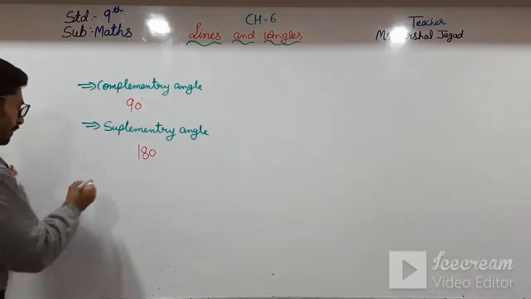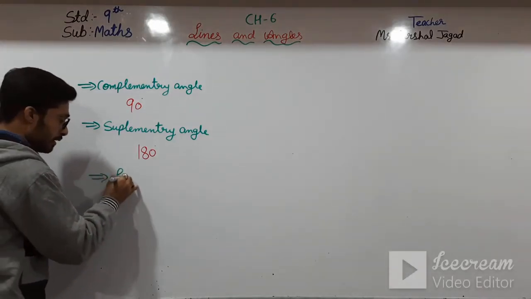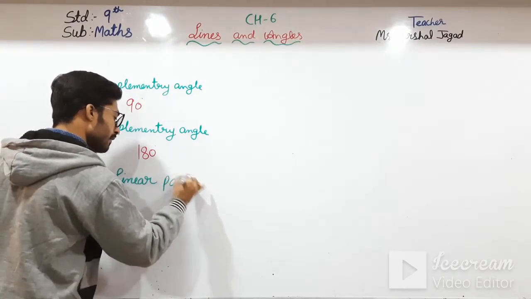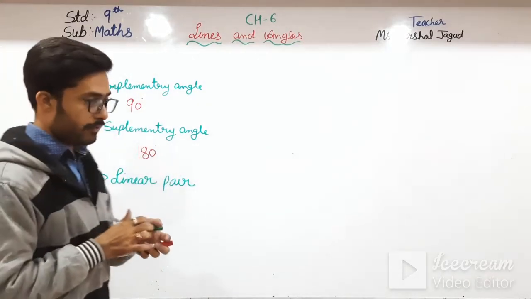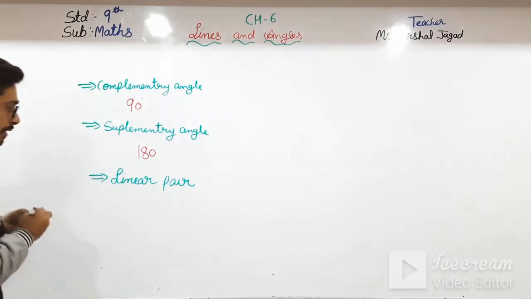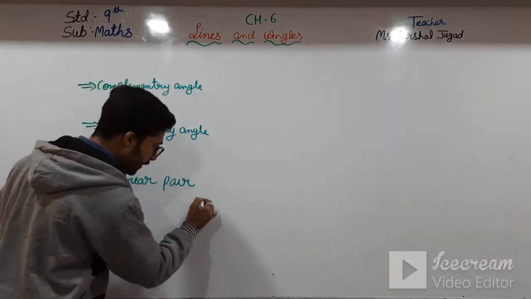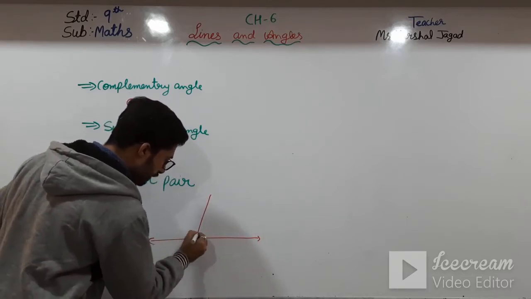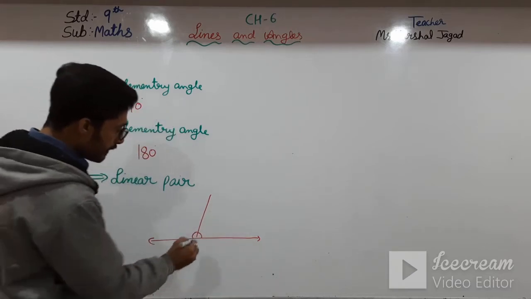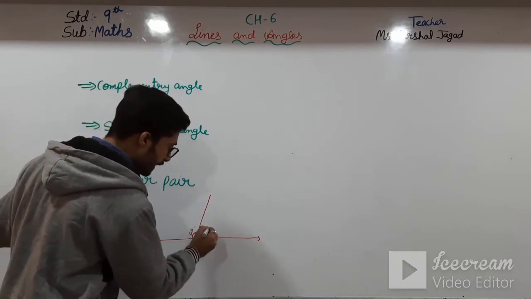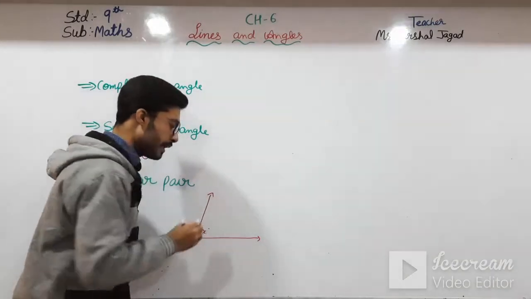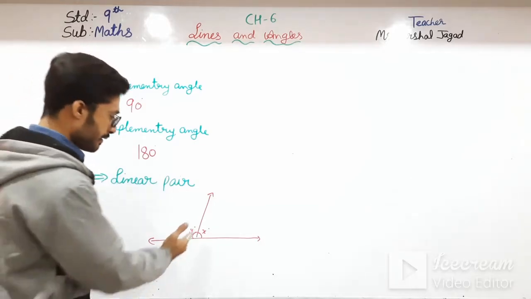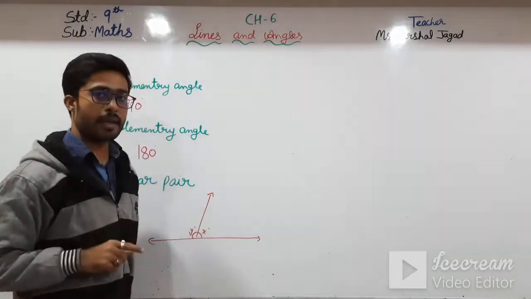First, what is linear pair? Linear pair. First of all, students, let us see that. Here, if I draw an angle like this, this is x and this is y degree, this is x degree. And here the common arm between these two angles is this. This is a common arm between them.